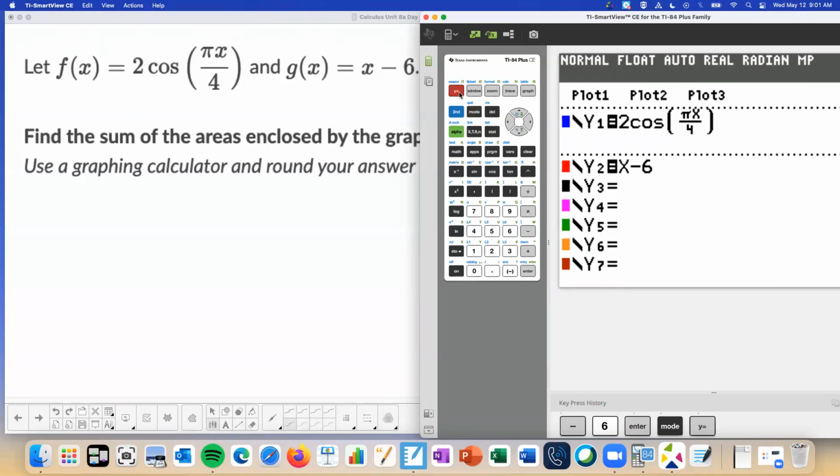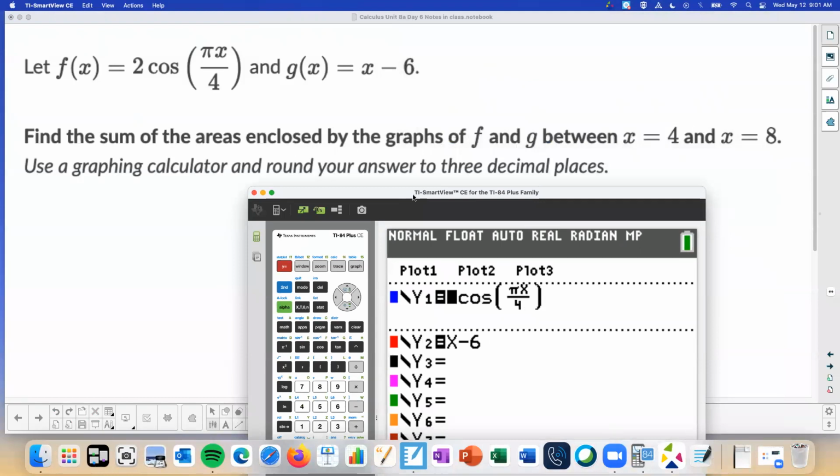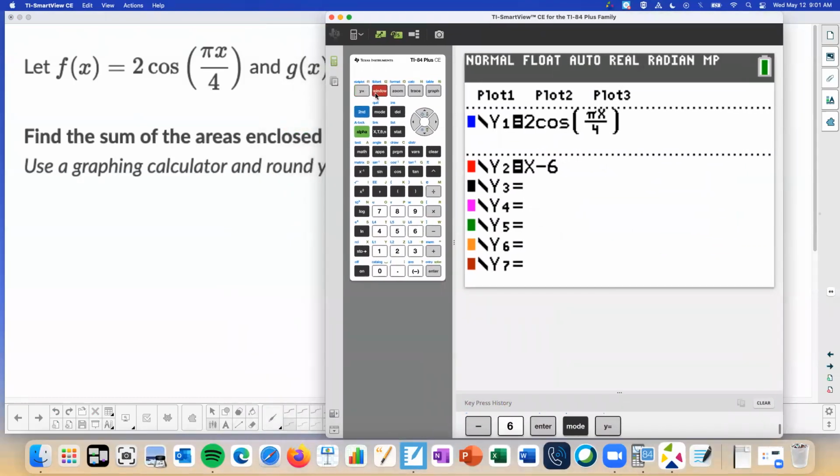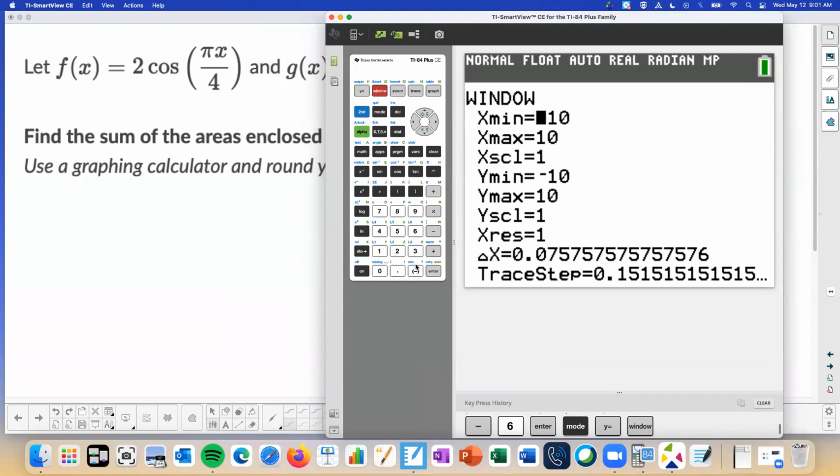Now, if you hit graph right away, that's fine. But I want to change my window because I was purposely told that we're only looking from 4 to 8. So I am going to change my window to right before 4 and right after 8. It doesn't matter if you do 2/10 like I did, you could make it 3 to 9, your choice. I'm not going to change the heights because I have no idea what the heights are.